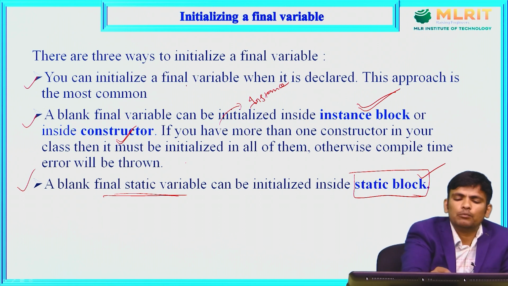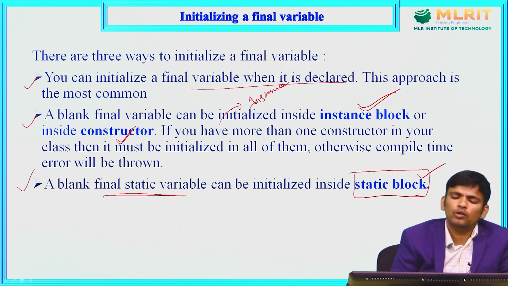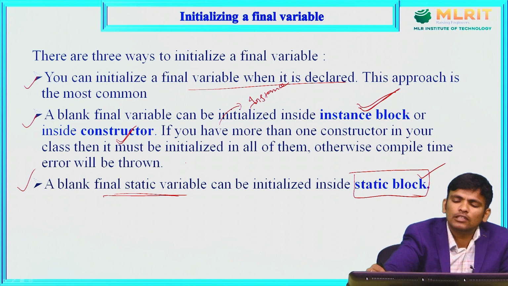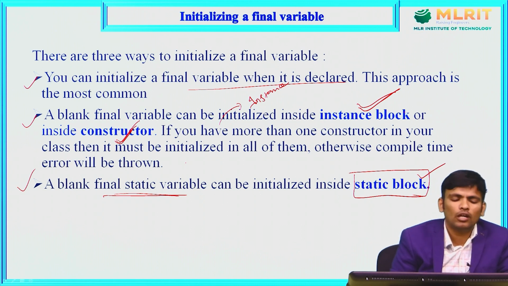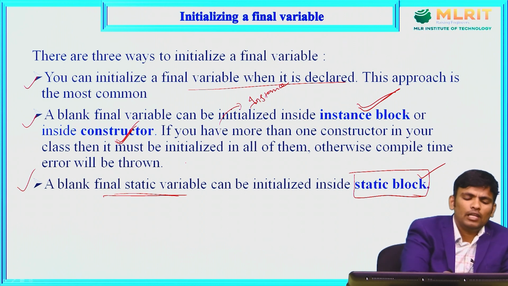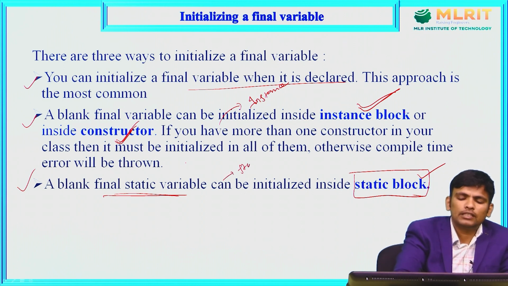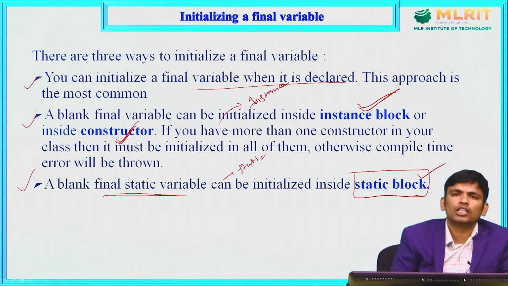The first way, the most common, is that whenever you are declaring your variable, you can initialize it. And the second one, if the variable is an instance variable declared with final, you can initialize it either within the instance block or within the constructor. And if you are initializing the instance variable within the constructor, however many constructors there are in your program, that many times you need to initialize it, otherwise it will throw a compile time error. Next, if the variable is a static variable, where do we need to initialize? Inside a static block we can initialize.